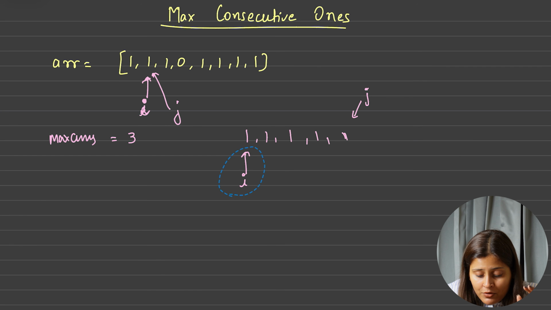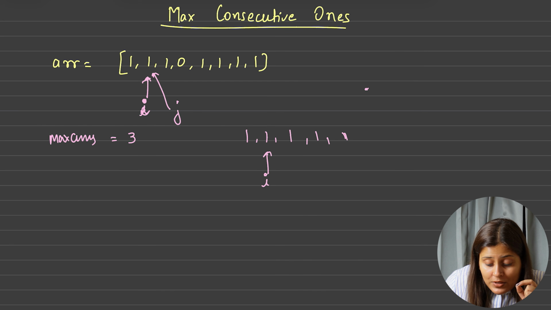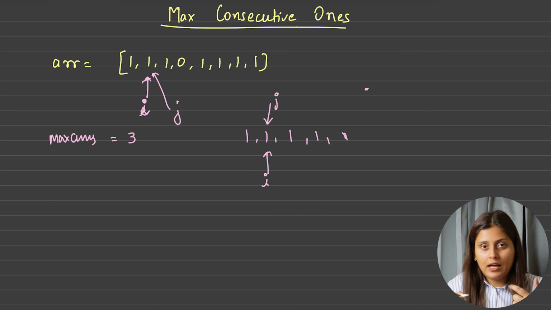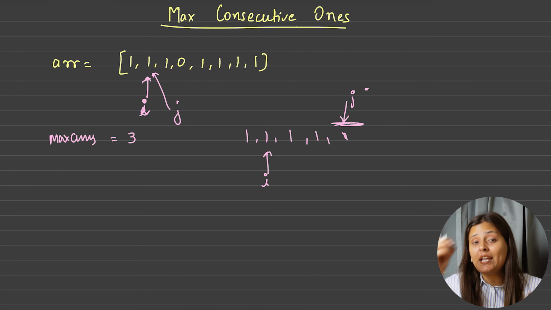Now next time you will move your I index to the next, correct? Yes. And now again you will start your j from which location? I location. Again you will move your j for the next one. Correct? So in this case, you will run j for every I.